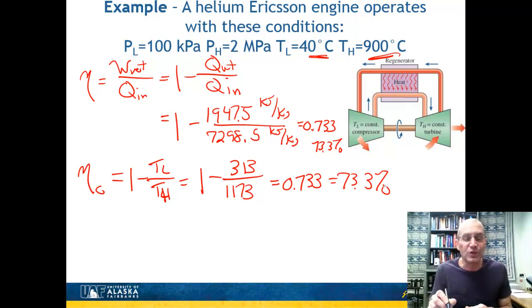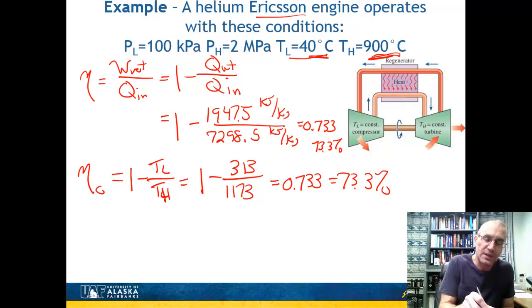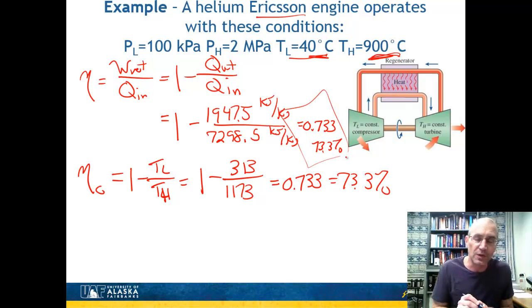So in fact, I didn't have to do all those compressor work equations if I recognized an Ericsson cycle is a Carnot cycle and has the same efficiency. All I had to know was TH and TL. But I think it's also interesting to see that you can analyze this just like a normal cycle, and you end up getting the exact same answer either way.